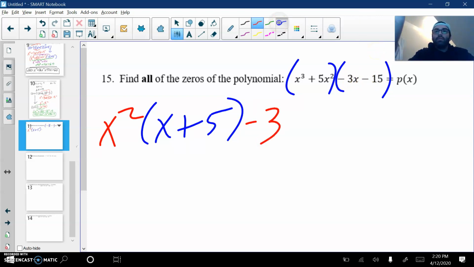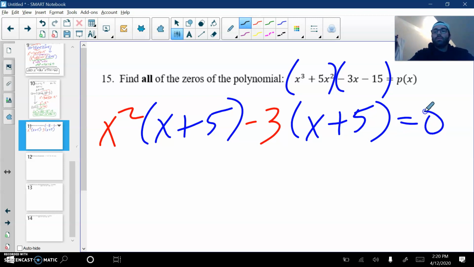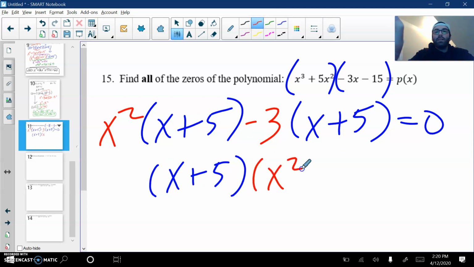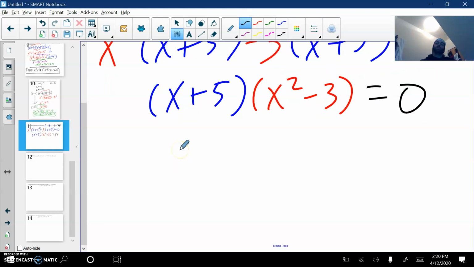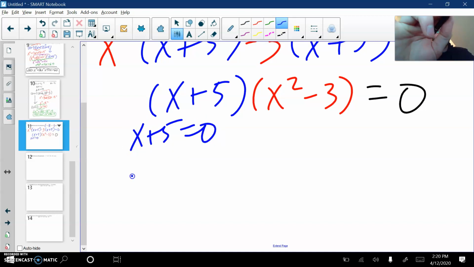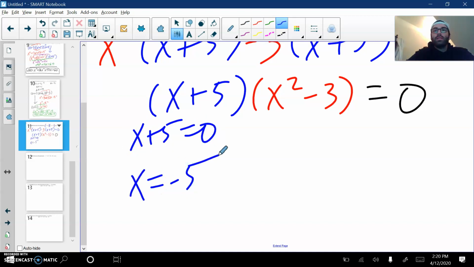Find the greatest common factor between negative 3x and negative 15. Oh, I got negative 3 to get x plus 5 again. And this is equal to 0. Well, look, x plus 5 and x plus 5, so that means x plus 5 is one of my factors. And then I take the x plus 5's out to get x squared minus 3. And this is equal to 0. Now we're not done. I have to set each factor equal to 0. So x plus 5 equals 0, so x equals negative 5. There's 1 zero.